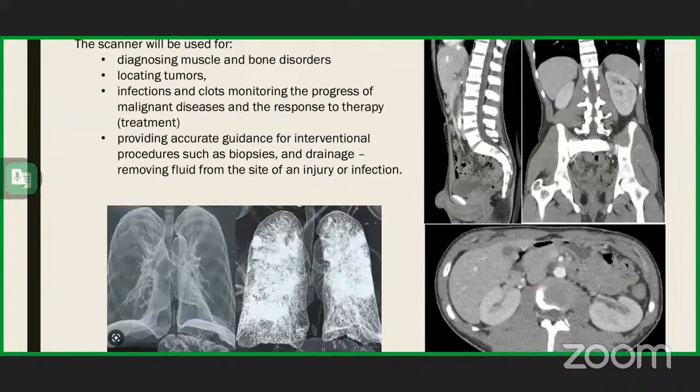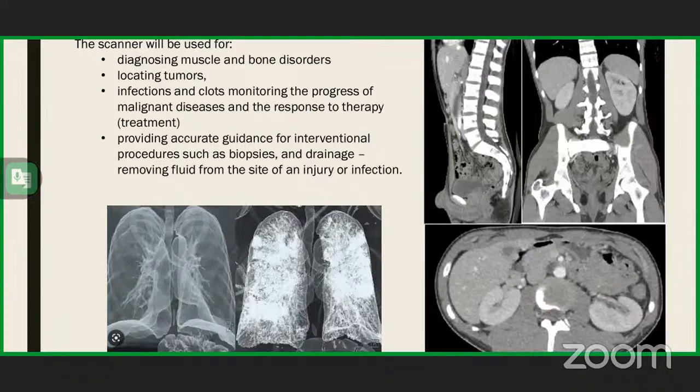The scanner will be used for diagnosing muscle and bone disorders, locating tumors and infections, and closely monitoring the progress of malignant diseases and the response to therapy treatment, of course, providing accurate guidance for interventional procedures such as biopsies and drainage. I mean, removing fluid from a site of an injury or infection.